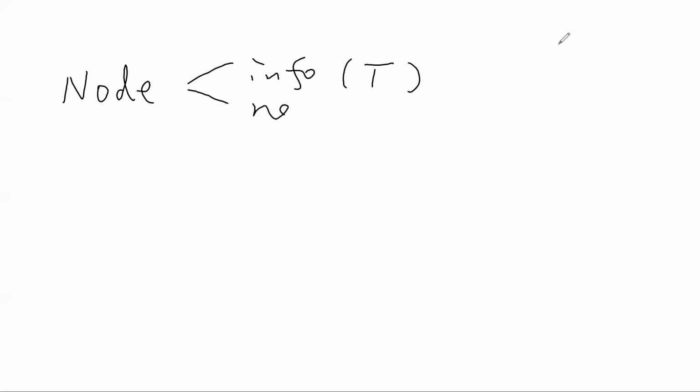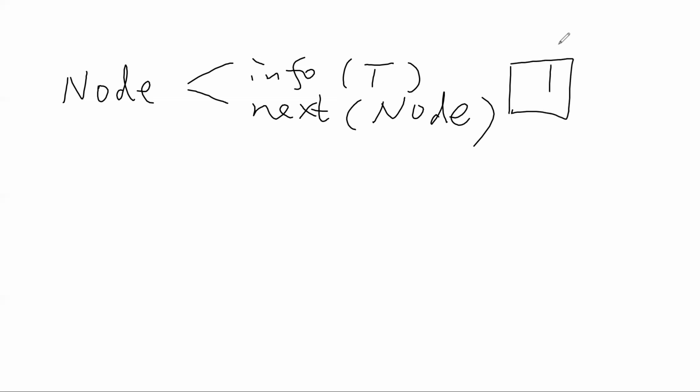Okay, then let's see. We know the basic building concept is a node, and a node has two parts. The information part, whose type is generally some generic type T, and we also have a field called next, whose type is a node. That's the basic building unit, and it looks like this. This is information, and the arrow is what we call next.